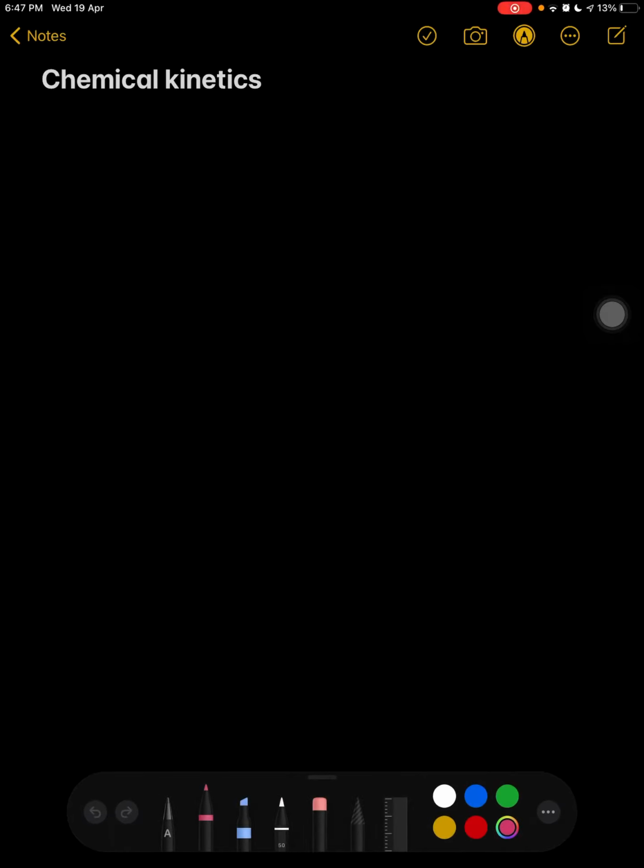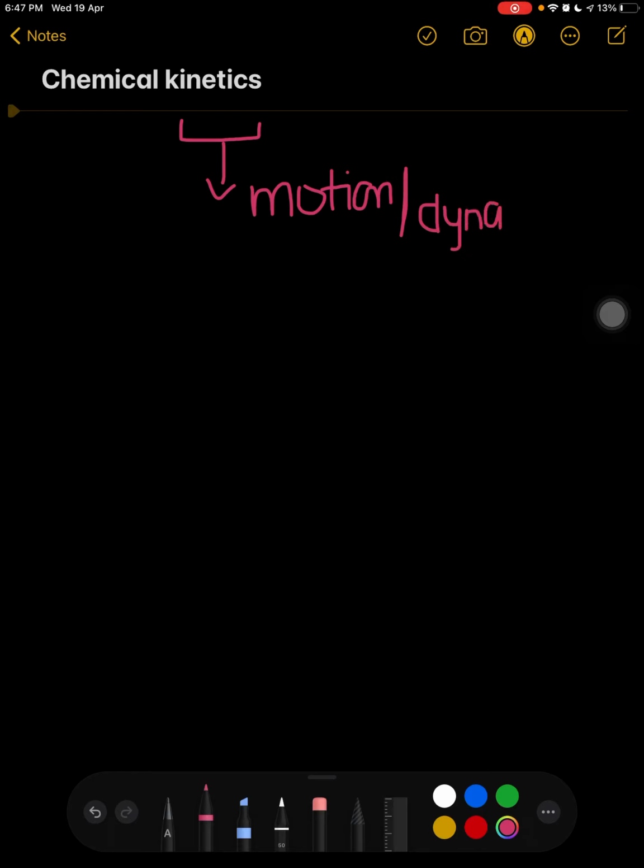So today we will discuss our new chapter, which is chemical kinetics, right? Here the word kinetics means motion, or you can say dynamics. Basically this chapter deals with irreversible reactions.